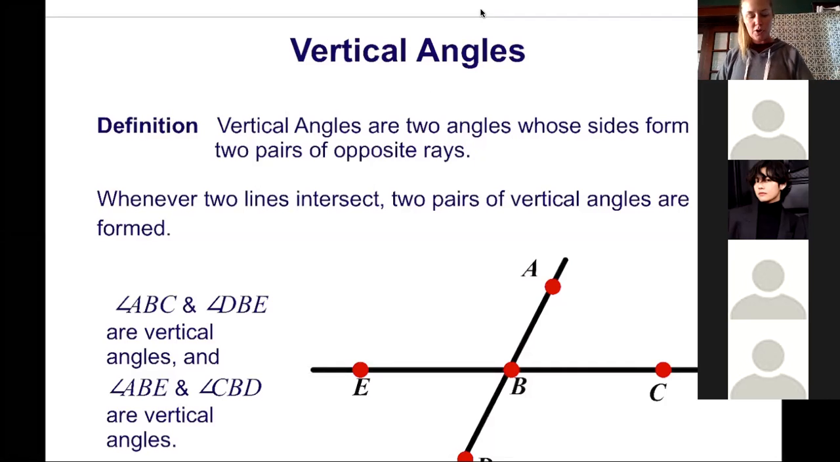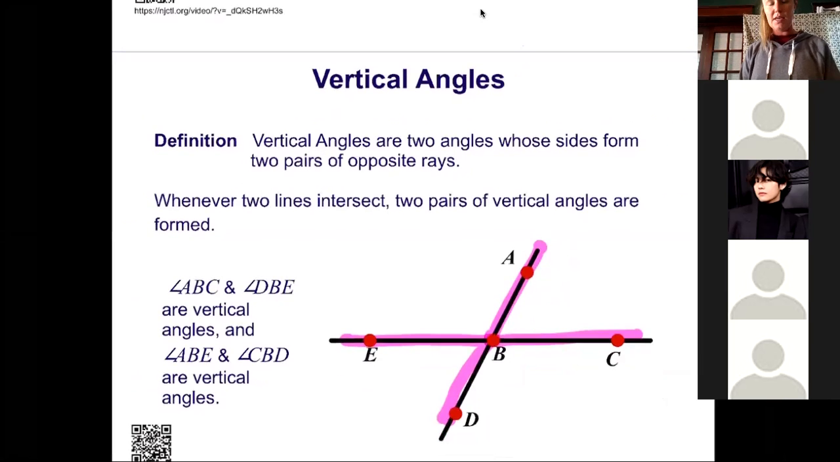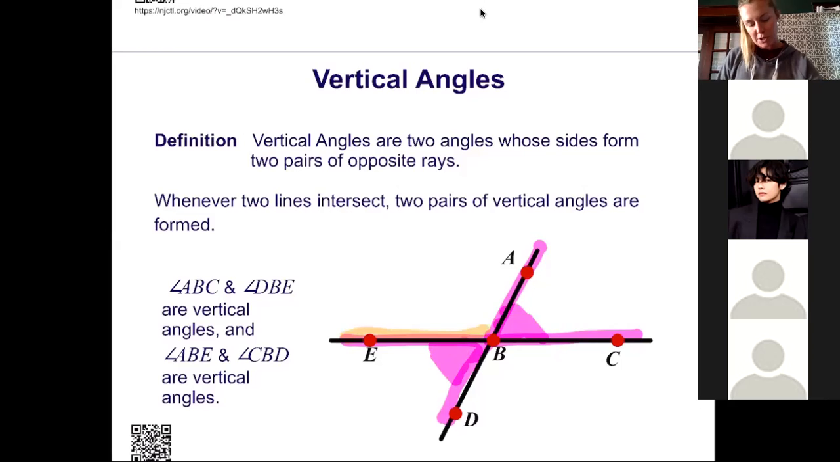So if I want to look at angle ABC, which is right here, and angle DBE, make that a little smaller for you. Those two angles, which I'm talking about this area right here, this is the angle. Those two angles are across from each other. They are vertical angles. We also have another set of vertical angles in this picture, which is here, this little angle right here, and right here in orange. Do you see how they are kind of across from each other?